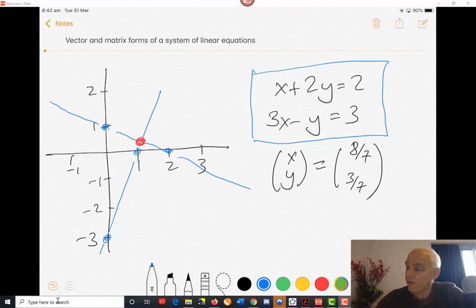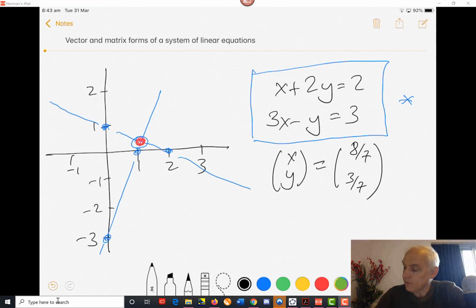The first one was this one right here, involving two equations in two unknowns. x plus 2y equals 2 and 3x minus y equals 3. And we saw that those two equations represented geometrically two lines in the plane, and that their common point of intersection is basically what you get when you solve for x and y. And we did solve, and we got that (x, y) was equal to (8/7, 3/7). And that's that point right there. That's the meet of these two lines. Okay, so that's all well and good.